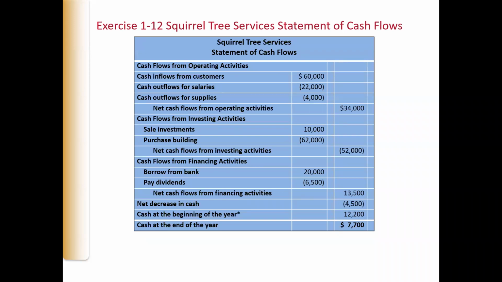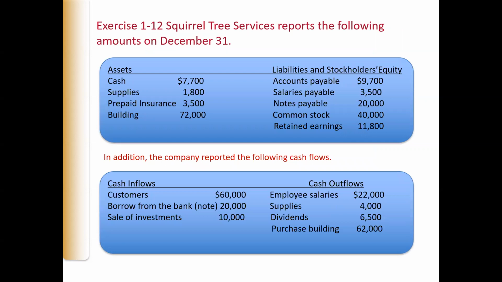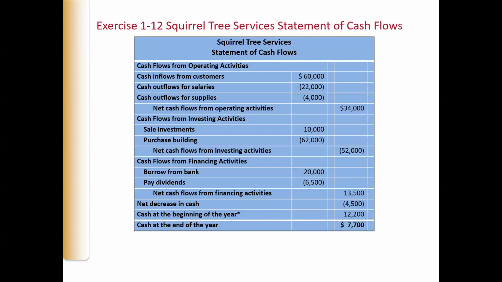Then we have the statement of cash flows. We can go back and look at this information. They showed us inflows and they showed us outflows. So our cash flows from operating activities, the inflows of 60, the outflows for salaries of 22,000 and supplies of 4, give us our net cash flows from operating activities of 34,000 for the year.